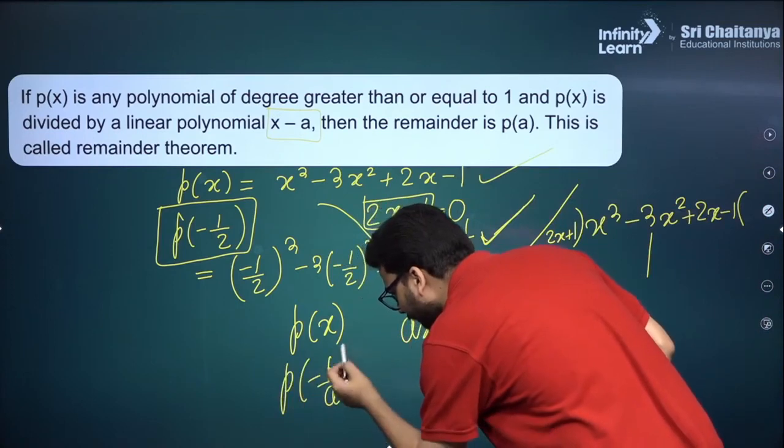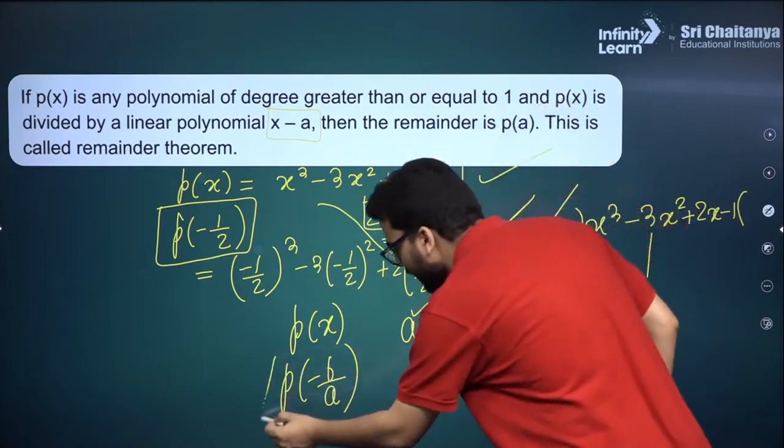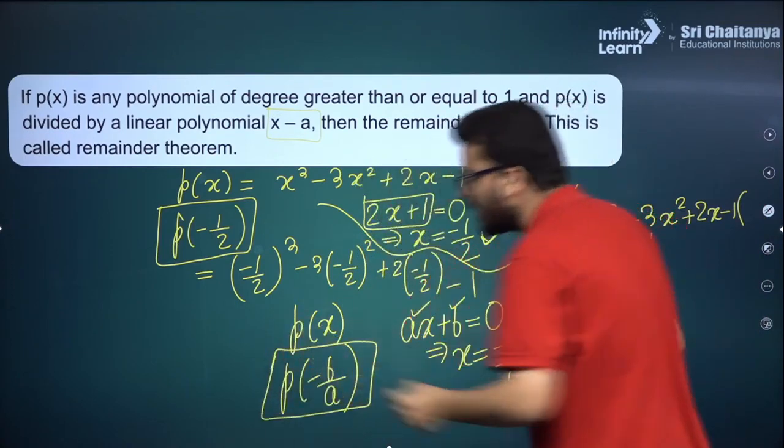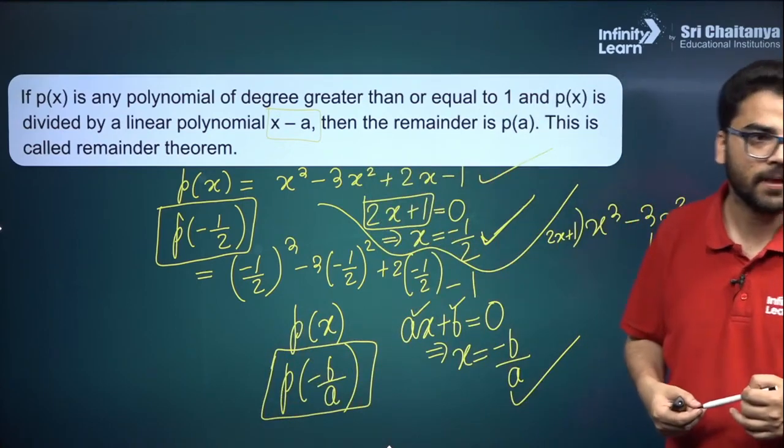Put it minus b by a. Sorry. So this will be the remainder, and this is coming from the remainder theorem itself.